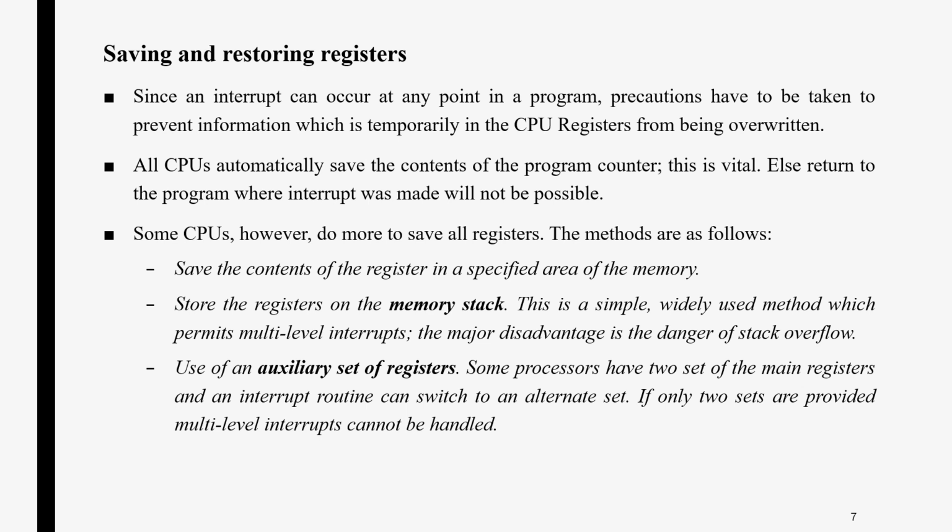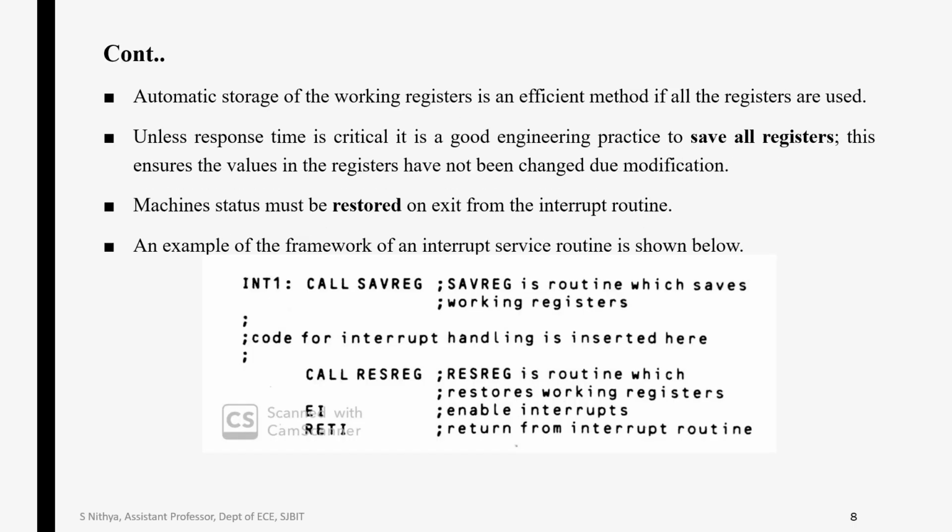Third is the use of an auxiliary set of registers. Some processors have two sets of the main registers, and an interrupt service routine can be switched to the alternative set. If only two sets are provided, multi-level interrupts cannot be handled. And the automatic storage of working registers is an inefficient method if all the registers are used.